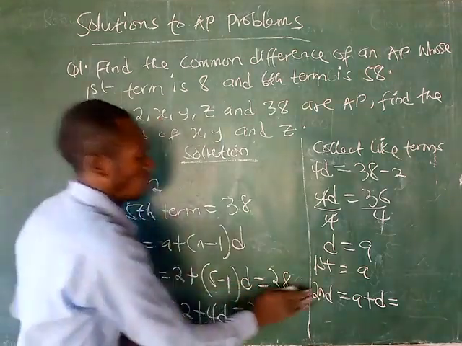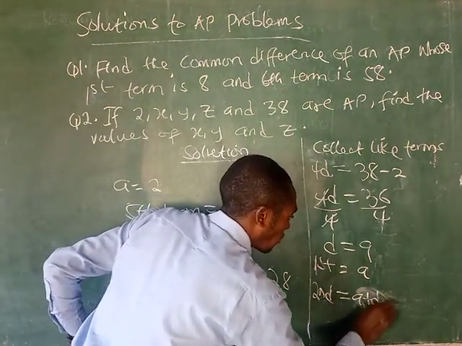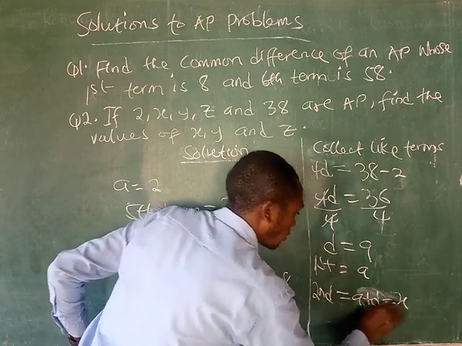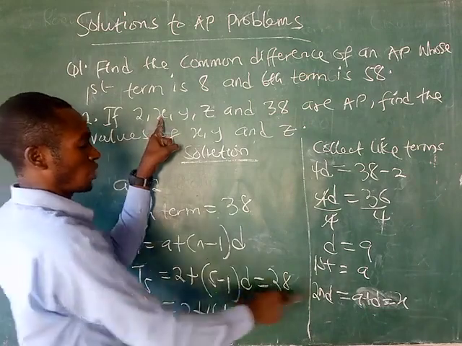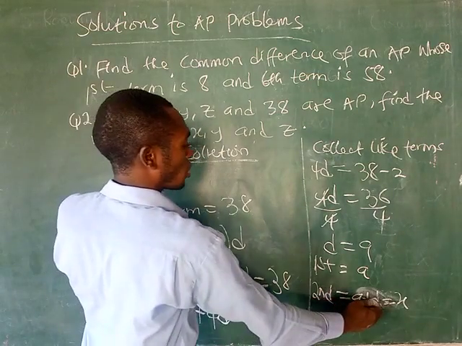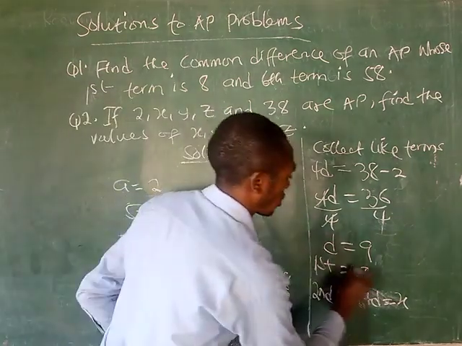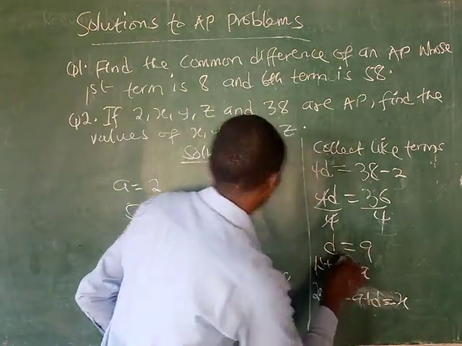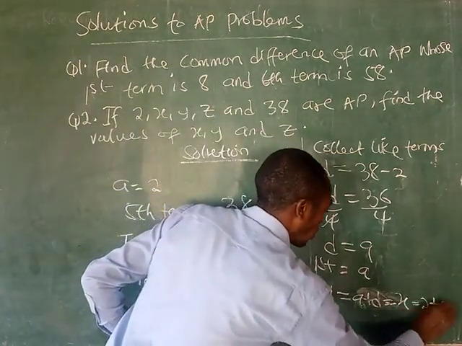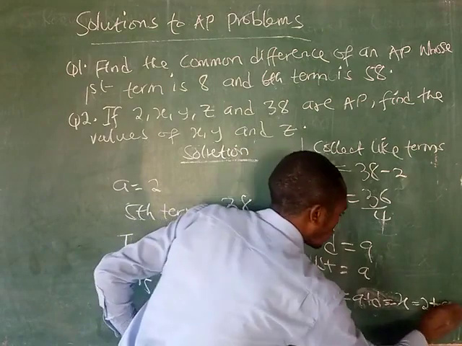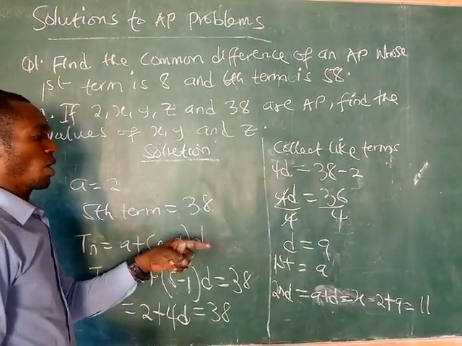So it will now become A plus D equals x. This is for the second term. The second term is x, and to get the second term, it is A plus D. Now, A plus D becomes our A. Don't forget, our A is given as 2. We now have 2 plus 9. 2 plus 9 gives us what? 11. This is for our second term.